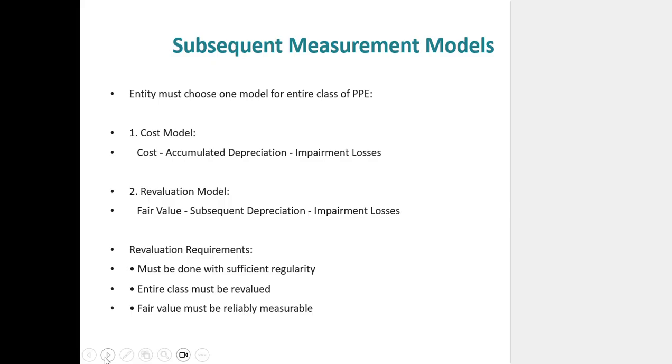The revaluation requirements are very important and must be done with sufficient regularity. The entire class must be revalued, very important. Fair value must be reliably measurable.